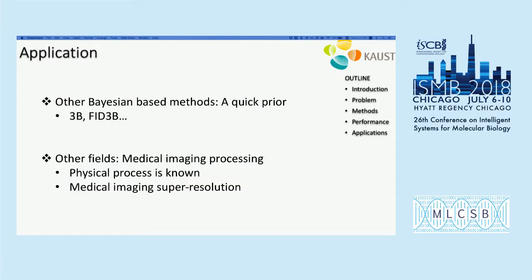Our framework can also have other applications, such as the deep learning output can serve as a very quick prior for other Bayesian-based methods in this field. And our framework can also be applied to other fields, such as medical image processing. Because the physical process of medical imaging is already known, as we do for the fluorescence microscopy, we can do similarly for medical image processing to do super resolution and further facilitate the image processing.